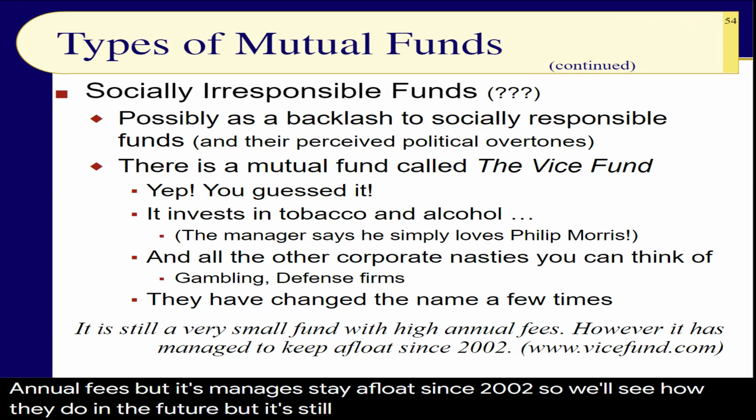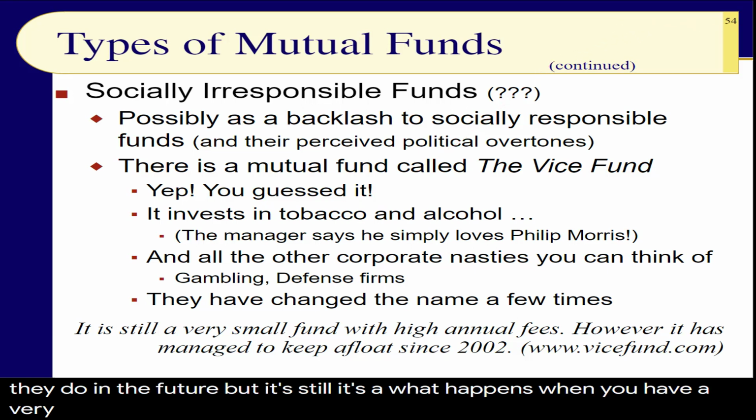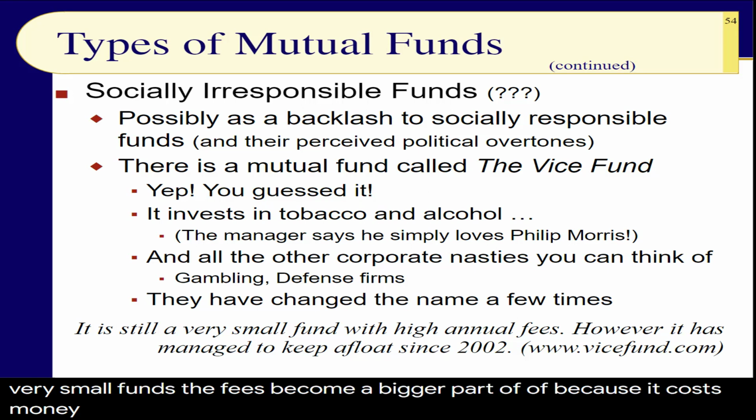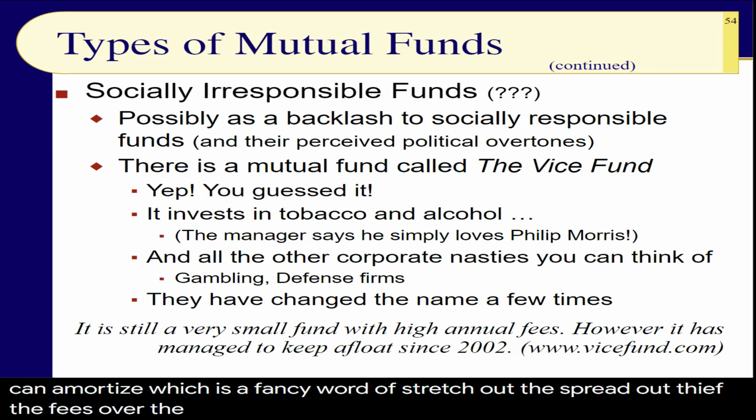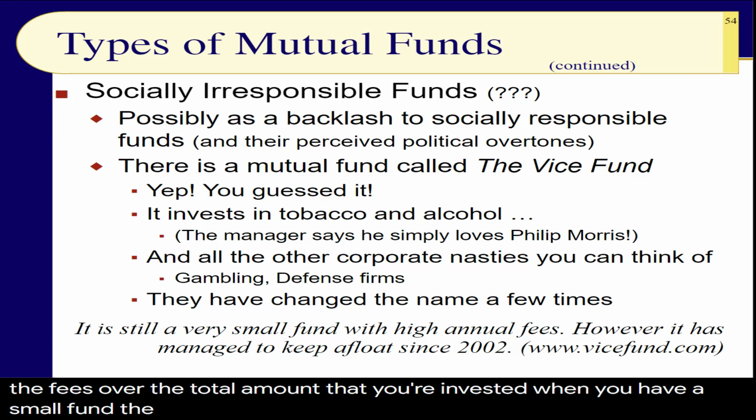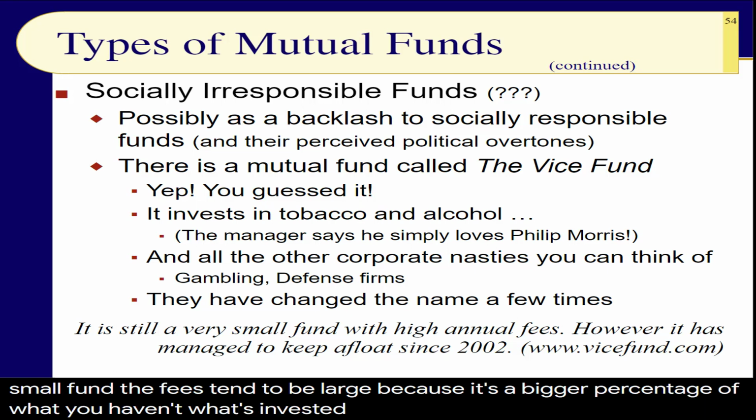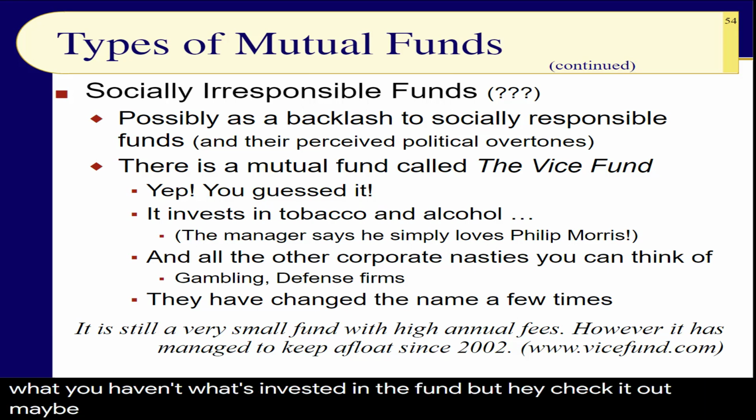But what happens when you have a very small fund is that the fees become a bigger part, because it costs money to run a fund. And the bigger your mutual fund is, the more you can amortize, which is a fancy word for spread out, the fees over the total amount that you have invested. Well, when you have a small fund, the fees tend to be large because it's a bigger percentage of what's invested in the fund. But hey, check it out. Maybe you want a socially irresponsible fund.